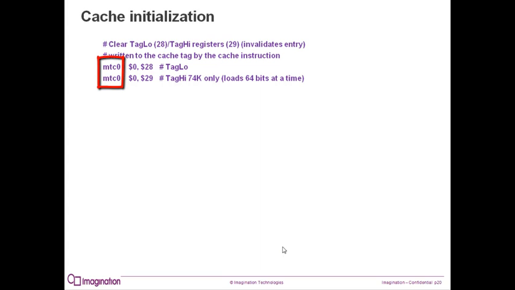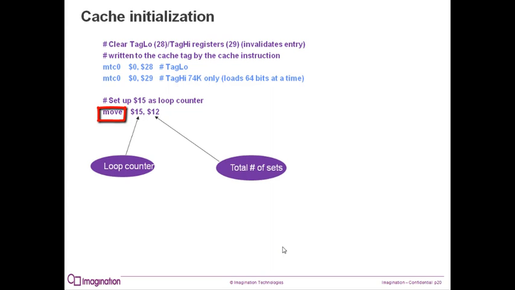The code uses the move to coprocessor 0 instruction to move the general purpose register 0, which always contains a 0, to the tag registers. You need to consult your programmer's manual for your core that you're using to see if the tag high register also needs to be cleared. The code is almost ready to start the loop through the cache. This move instruction puts the total number of sets that the code computed into register 15, which will be decremented each time through the loop.